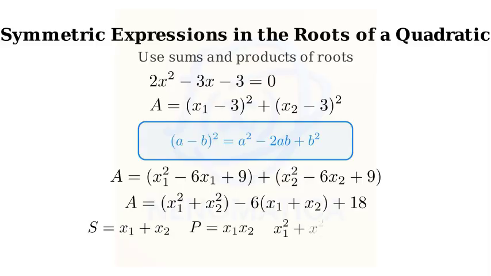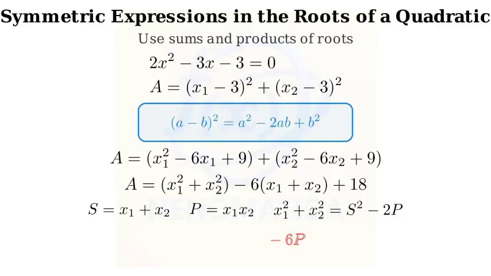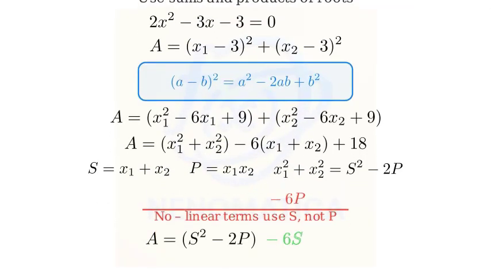Introduce the symmetric sums. Let s equal x1 plus x2 and p equal x1 times x2. Then x1 squared plus x2 squared equals s squared minus 2p. Substitute these into the expression.